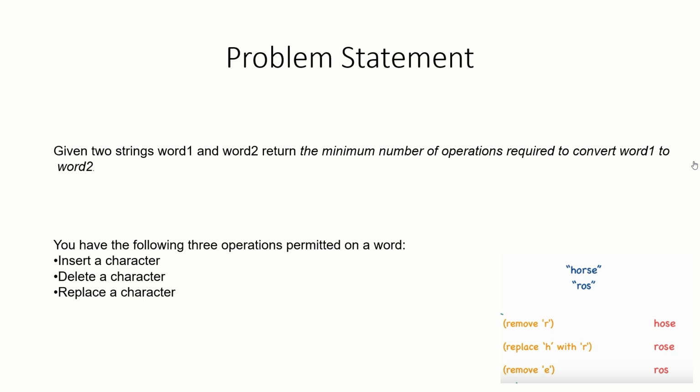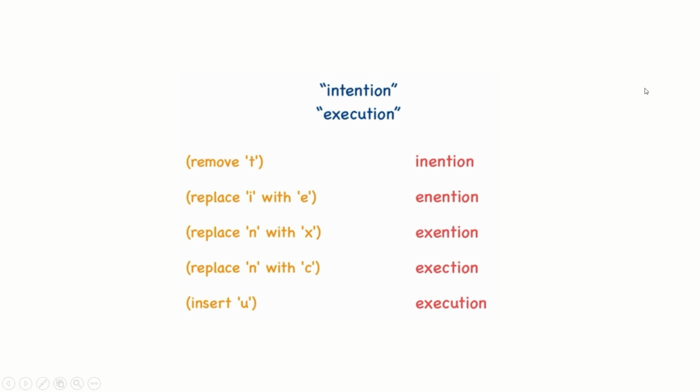I'll be taking another example for better understanding. The next example is to convert the word INTENTION into EXECUTION. First, we'll be removing the letter T and it becomes INENTION. Now we want E, so we'll be replacing I with E. So it becomes ENENTION. Now we want X, so we'll replace this N with this X.